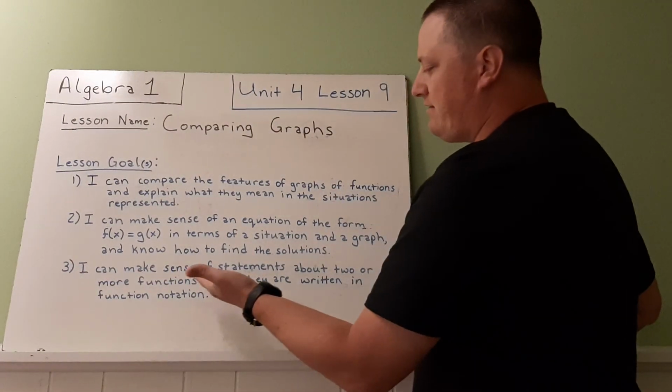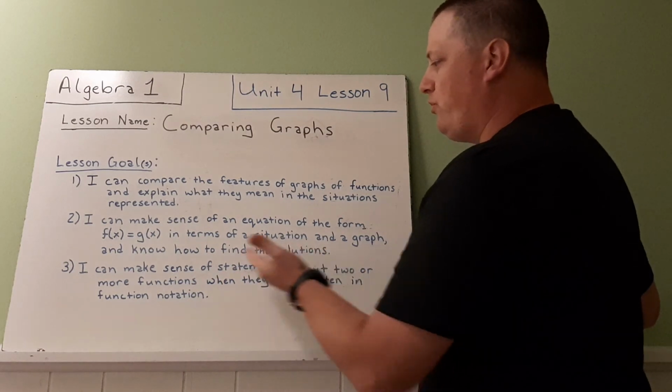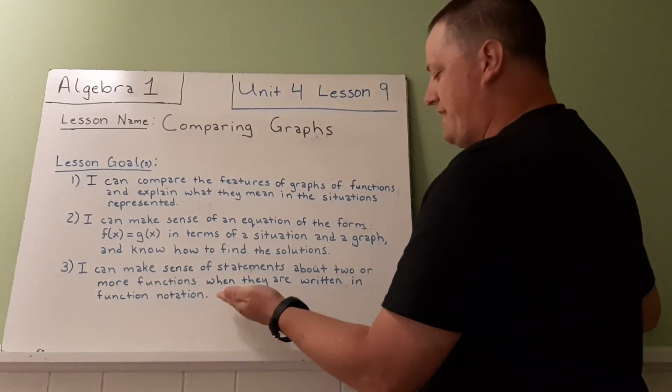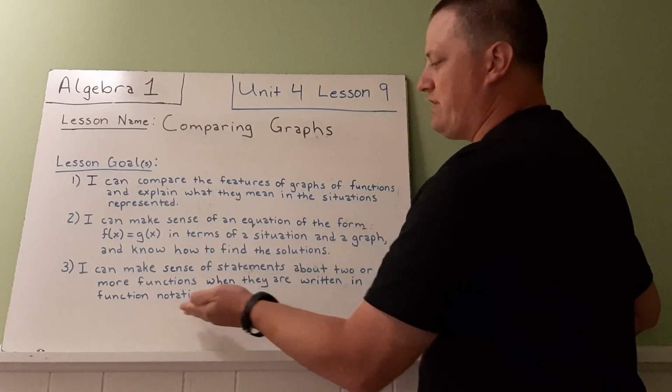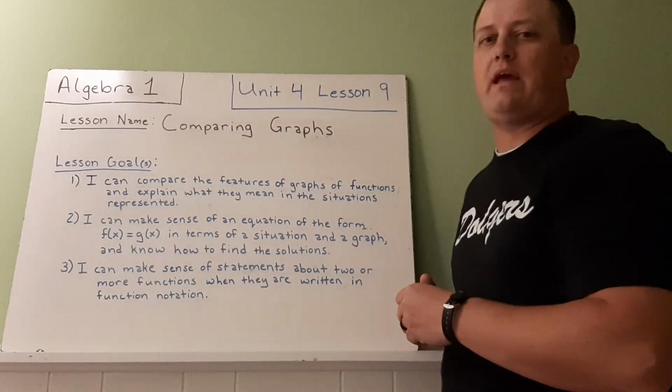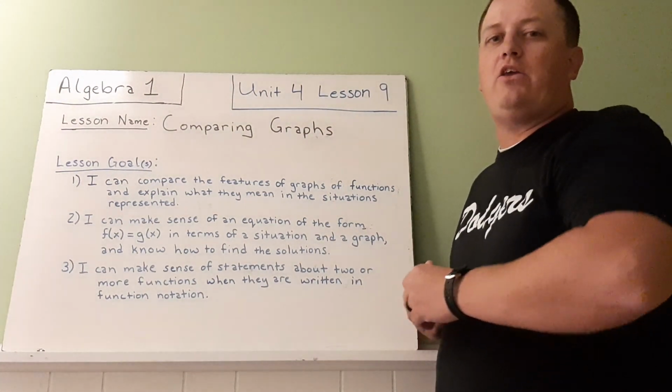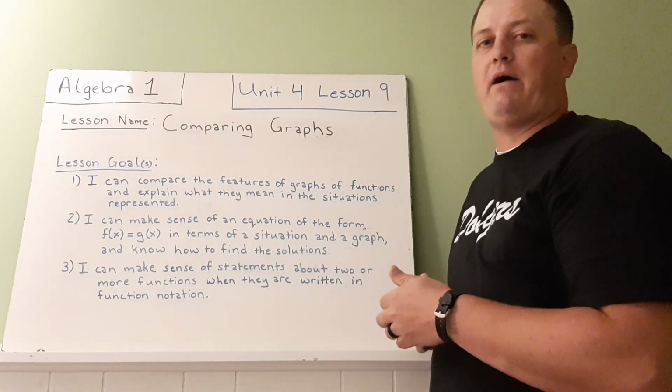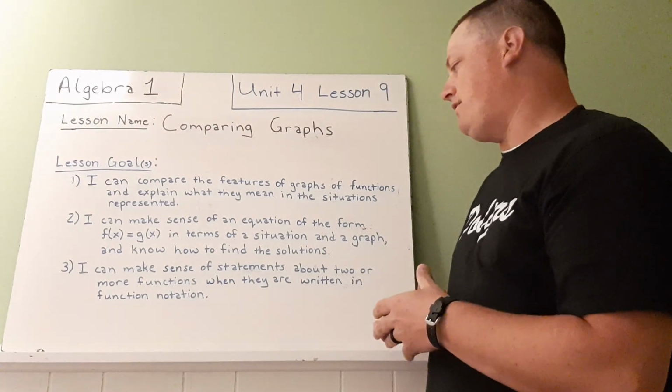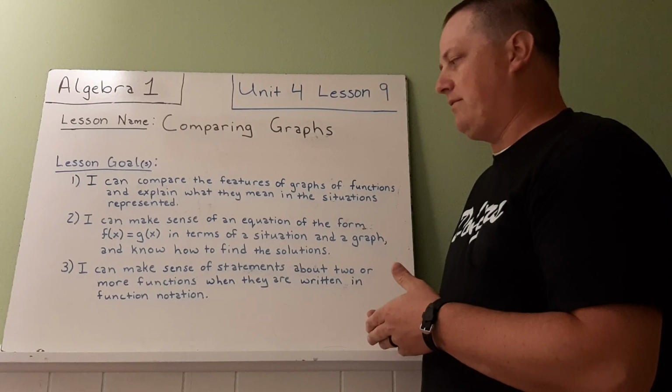I can make sense of statements about 2 or more functions when they are written in function notation. So if we have 2 statements in function notation, you should be able to identify what's going on in each and show how they compare.